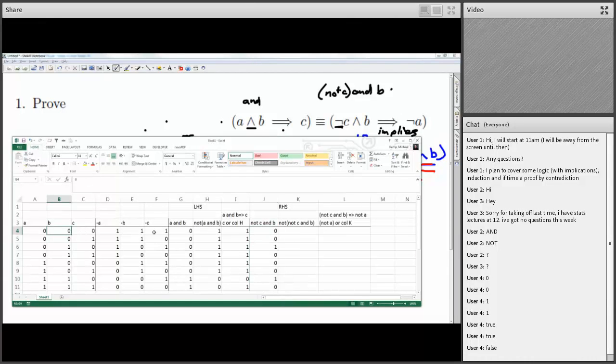B and not C, that's 0 and 1. So false and true would be automatically false.